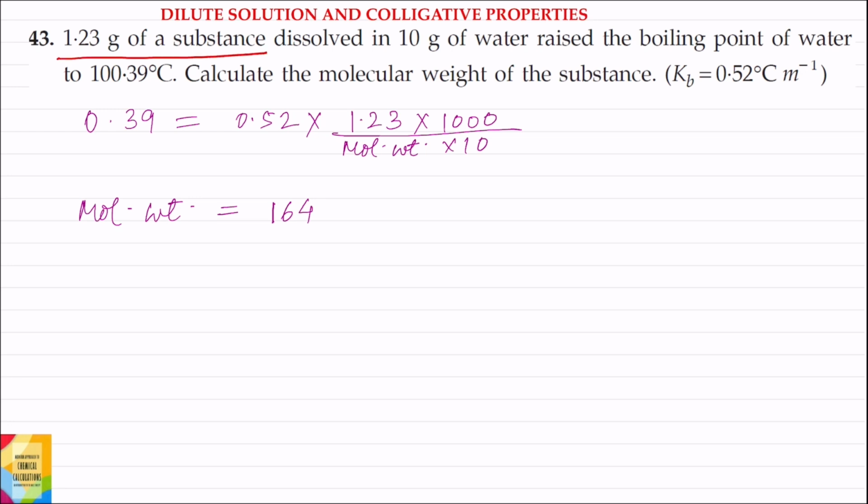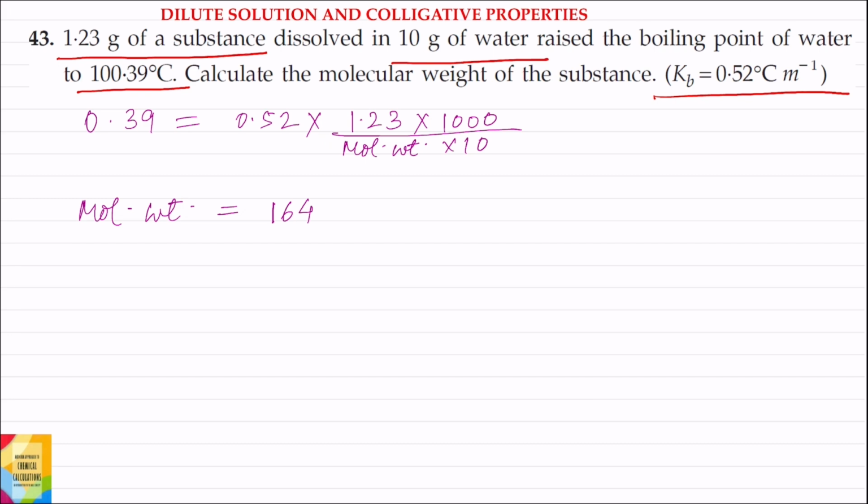1.23 gram of a substance is dissolved in 10 gram of water. Means the solvent is water. It raised the boiling point of water to 100.39 degrees centigrade. Calculate the molecular weight of the substance. The value of Kb is given as 0.52. What is elevation of boiling point?